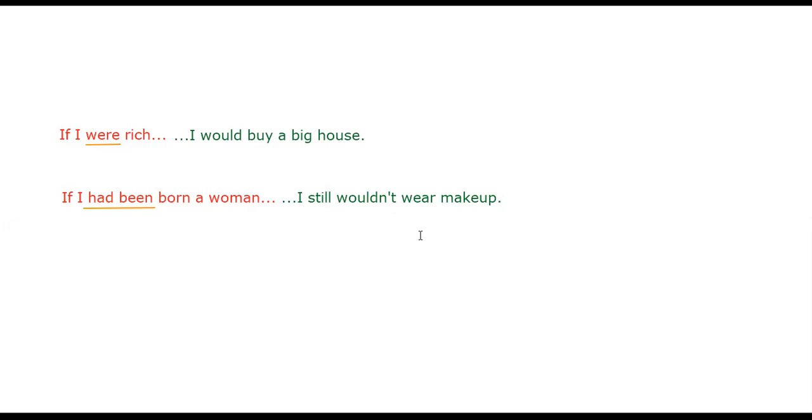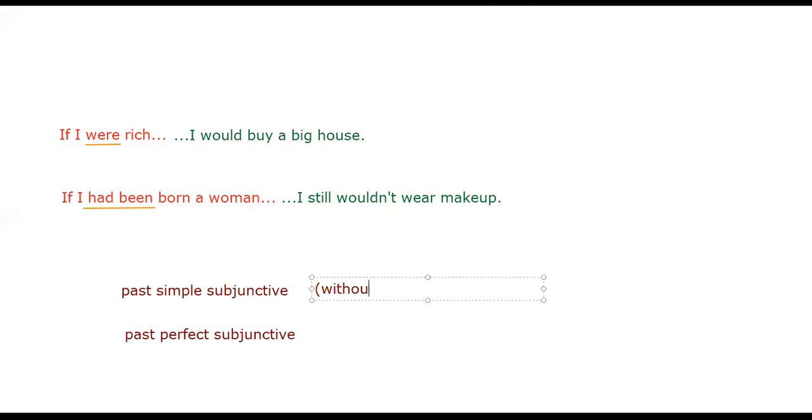Okay, let me break this down. I don't want to make this any more complicated than it has to be. So we have two subjunctives here. We have the past simple subjunctive, so just the were or anything like that. And then the past perfect subjunctive, so the had been, had done, whatever. So these are the two different subjunctives you can use. And they can be used with the continuous, so with ing, or without ing.